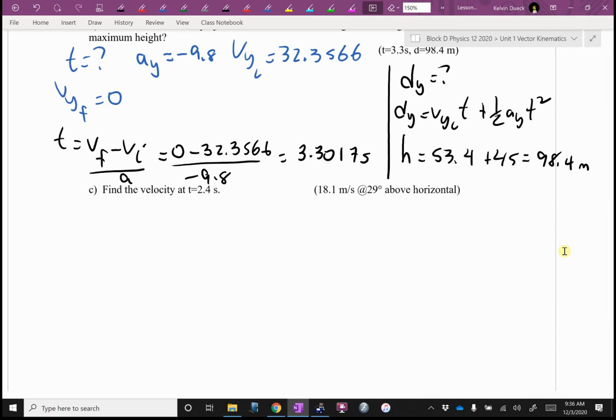So question C, I used to ask something like this as a nasty multiple choice, but I'm not going to make this a written question this year. So, finding a slanty velocity. I want you to find the velocity, Noah, at t equals 2.4 seconds.